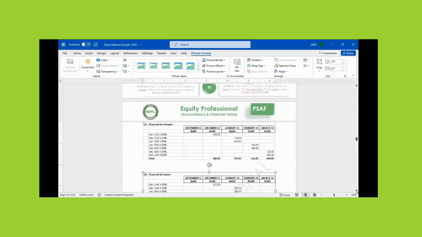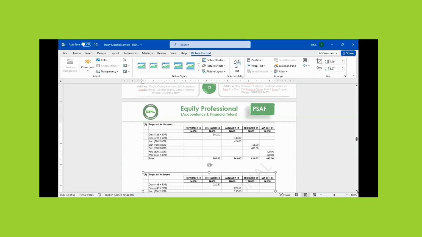We move to January purchase of growers. 80% will be paid in January. January purchase of growers is 780, Abi? And the 80% of it is going to be 624. The balance of the 20% is going to be 156, collected in February.